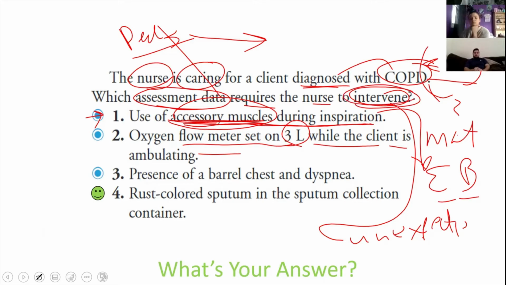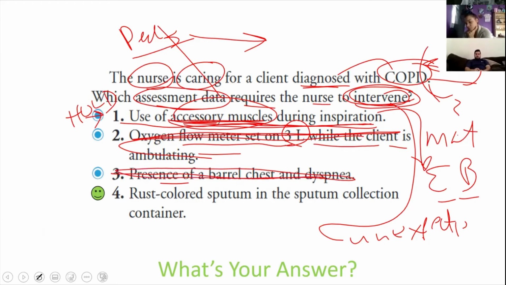Would I intervene with that? No, it seems okay. I don't have a problem with that. So I get rid of that one. So if I wasn't sure on this first one, I would hold it. Okay? Because I'm not sure. Just don't pick it, hold it. Next one, presence of, don't care, right? So get rid of that. So now I'm down to 2.